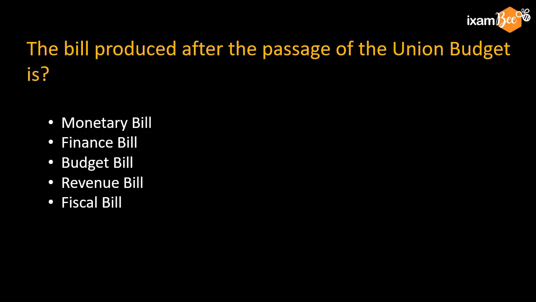Now there is a question: the bill produced after the passage of union budget. After the union budget, there is a bill passed. What is that bill? Monetary bill, finance bill, budget bill, revenue bill, fiscal bill. As I said earlier also, some of the options may not be relevant at all. There may not be some bill like finance bill. Actually, finance bill is the right answer here.